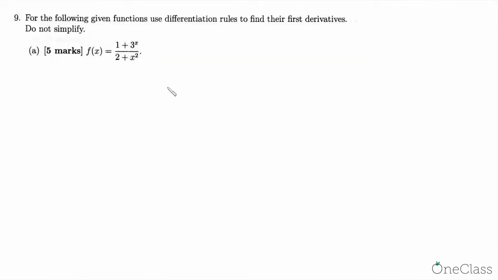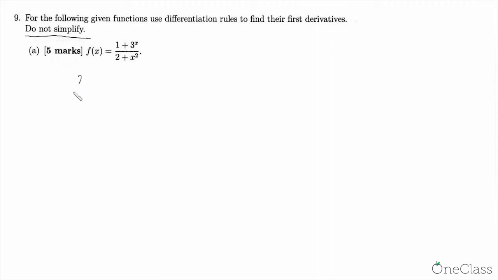Okay, so you see here in this question, it's question 9 part A for 5 marks. It says use differentiation rules to find the first derivative, don't simplify. It says don't simplify because it's quite possible that the first derivative is going to be something messy, and you might think you have to sort of clean up the terms a little bit, but it's advising not to simplify. Okay, so how do we go about this?